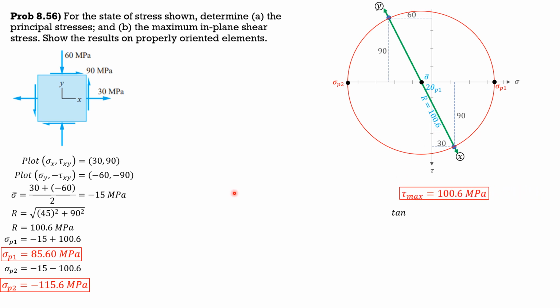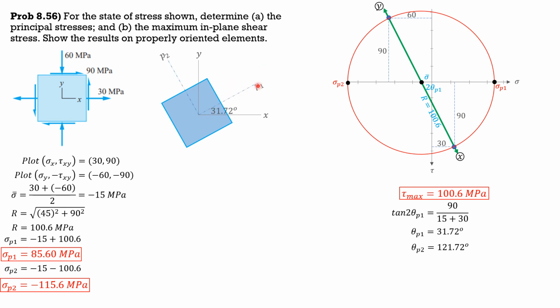So tangent of 2 theta P1 is 90 over 45, 15 plus 30. So theta P1 is 31.72 degrees. Then theta P2 is plus 90, 121.72 degrees. So let's now show it on the sketch. So the element is rotated 31.72 degrees counterclockwise to locate the principal axis 1, and that's principal axis 2.